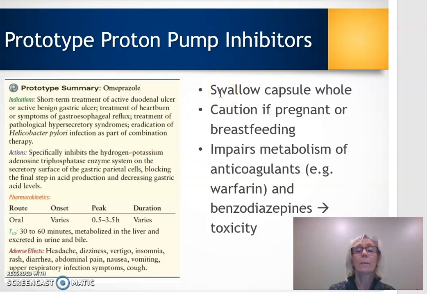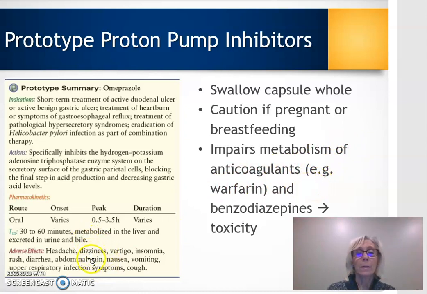You don't want to break up the capsule and dump it in something for a patient to eat. It should be swallowed. We have to be very careful with pregnancy and breastfeeding, and very careful if the patient is taking anything that's going to have anticoagulant properties like warfarin or aspirin. So make certain you do a health history and ask the patient about that.